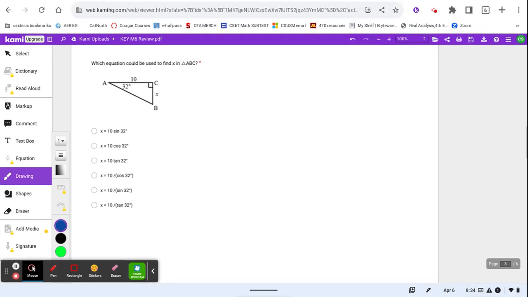This one is just saying which equation could be used to find x. And so you've got sine, cosine, or tangent as your options. And we know that sine is opposite over hypotenuse. Cosine is the CAH, adjacent over hypotenuse. And then there's our TOA.